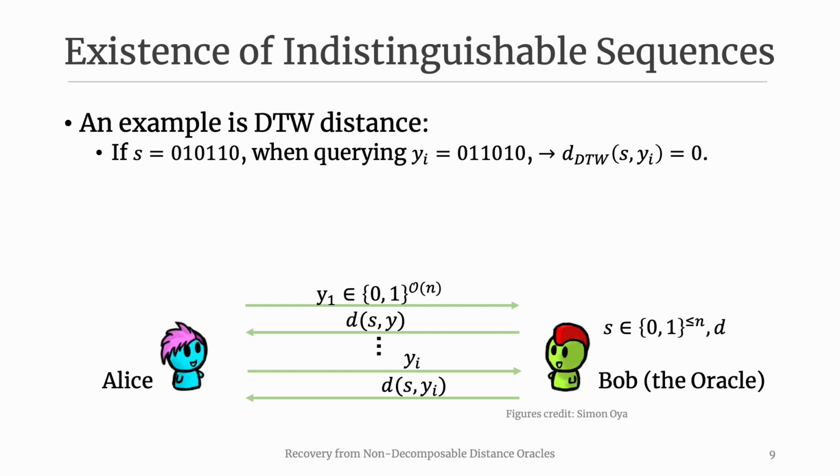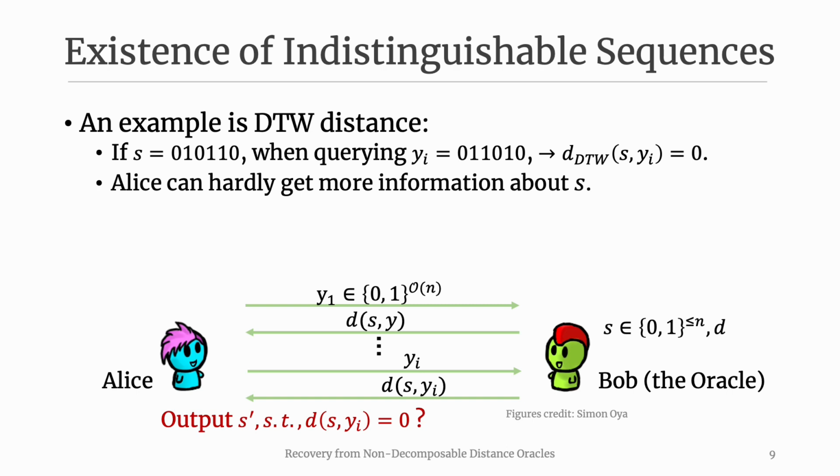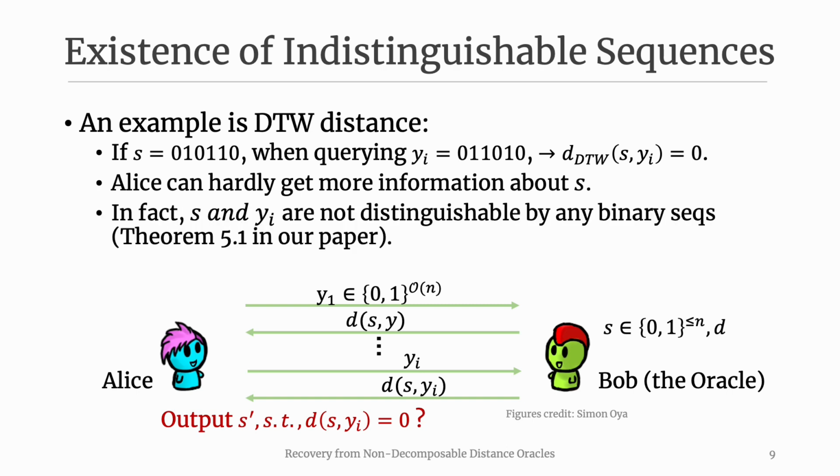If we set the input sequence S as 0101110, when Alice queries Bob with the sequence 011010, then, as we have seen in the running example, the DDW distance between these two sequences is 0. And S is not equal to yi, but Alice can hardly get more information from this query. In fact, we can prove that S and yi are not distinguishable by any binary sequences.